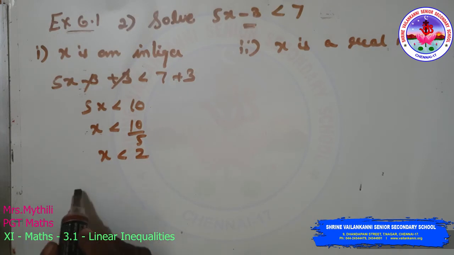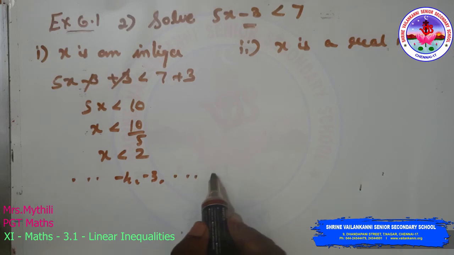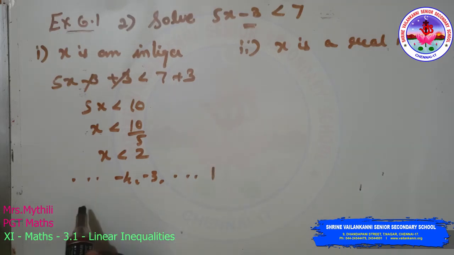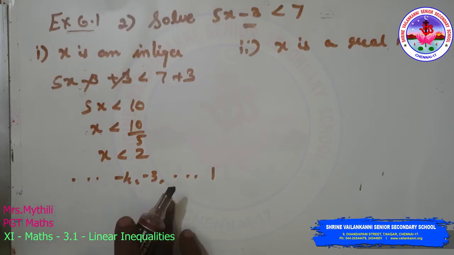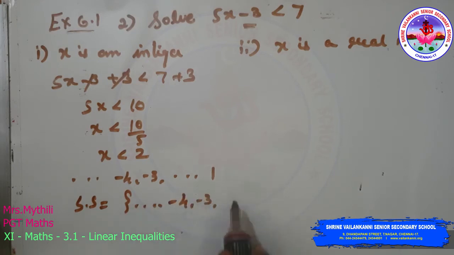The integers less than 2 are etc. minus 4, minus 3. It goes on till 1. When x is an integer, the solutions of the given inequality are minus 4, minus 3, etc. 1. So solution set is minus 4, minus 3, minus 2, minus 1, 0 and 1.